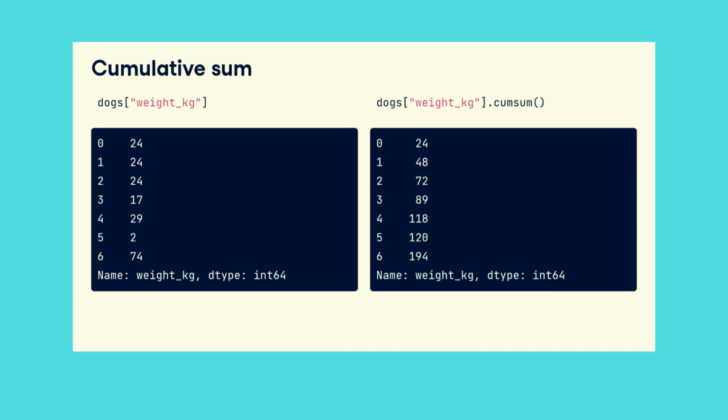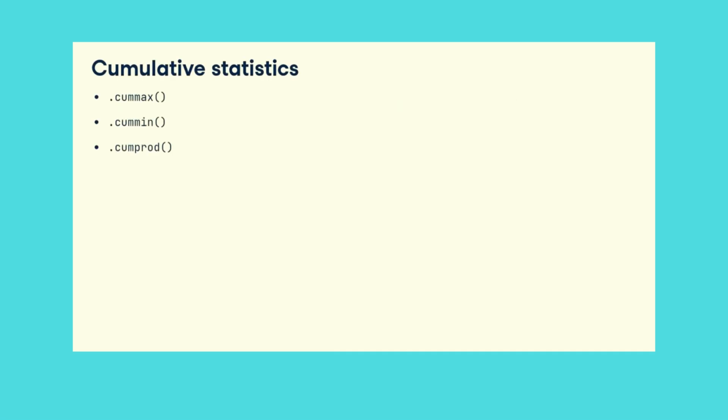Pandas also has methods for other cumulative statistics, such as the cumulative maximum, cumulative minimum, and the cumulative product. These all return an entire column of a data frame, rather than a single number.